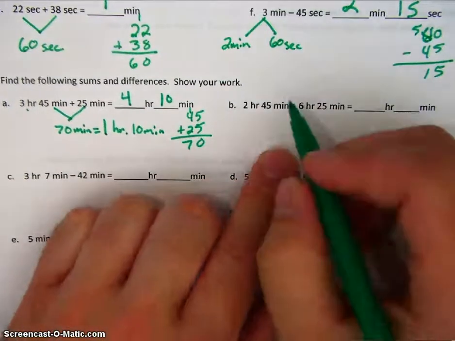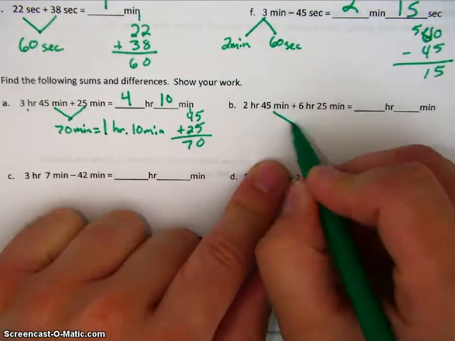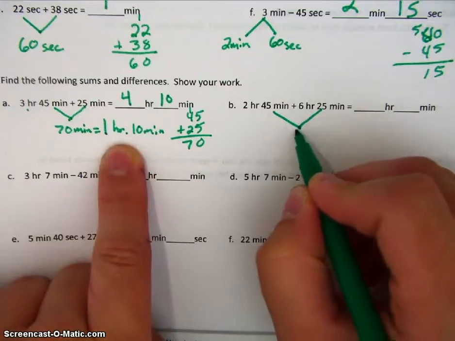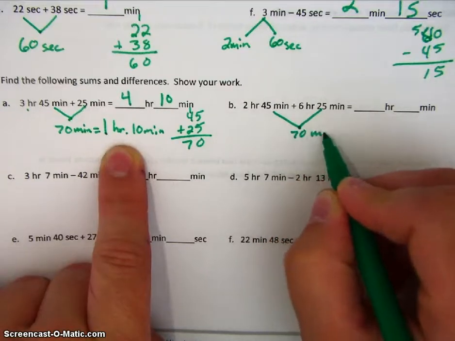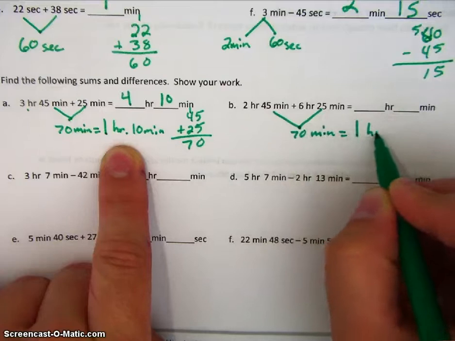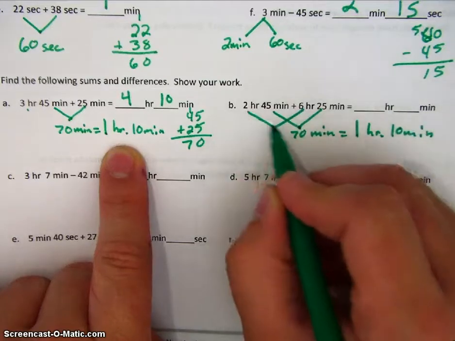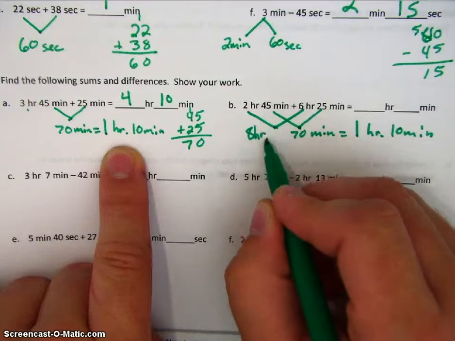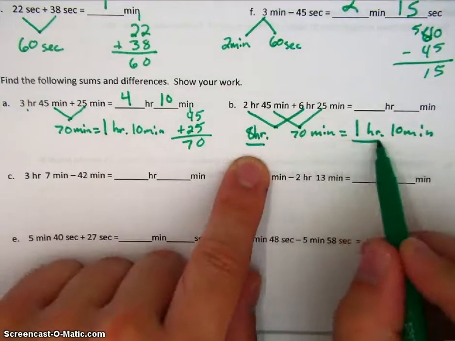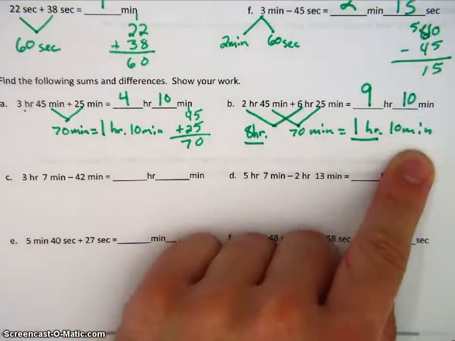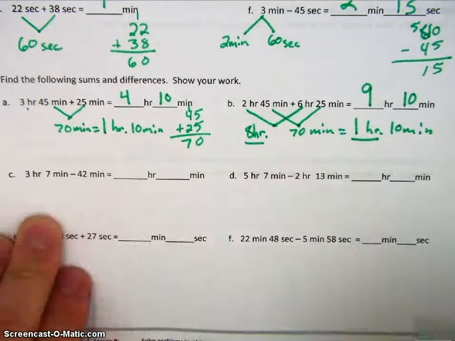Okay. Same thing with the next one. 45 minutes plus 25 minutes. Well, we just did that over here in the first problem. So we see that that's 70 minutes, or 1 hour, 10 minutes. 6 hours plus 2 hours gets us 8 hours. So now we have 8 hours plus 1 hour is 9 hours, and then 10 more minutes. Okay. All right, moving on to the next one.